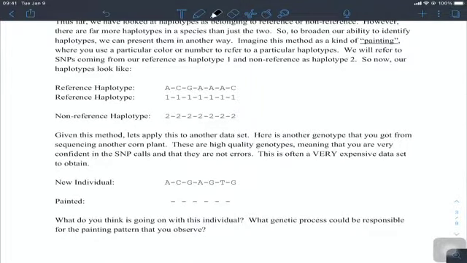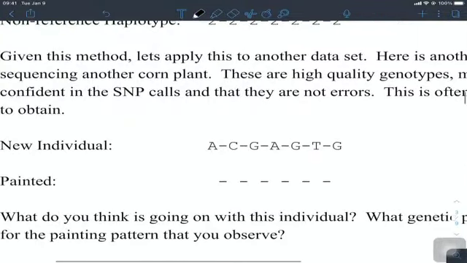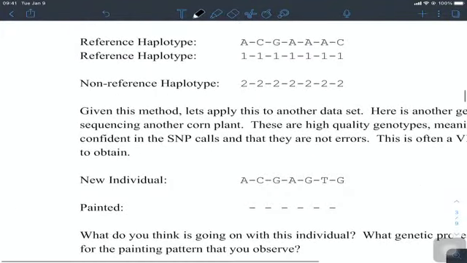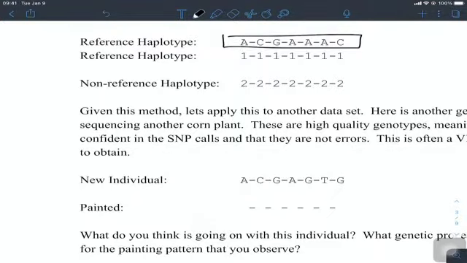Well, let's paint our individual here. If we are looking at this new individual, they have an A at their first marker. Was this a reference or a non-reference? If you don't have colors, you can go ahead and use numbers, but looking at the reference haplotype, we see that an A is our type 1. We see that next up, a C is our type 1. A G is our type 1. And then at our fourth marker, an A is our type 1.